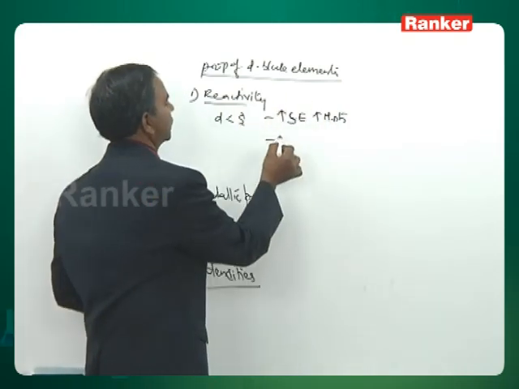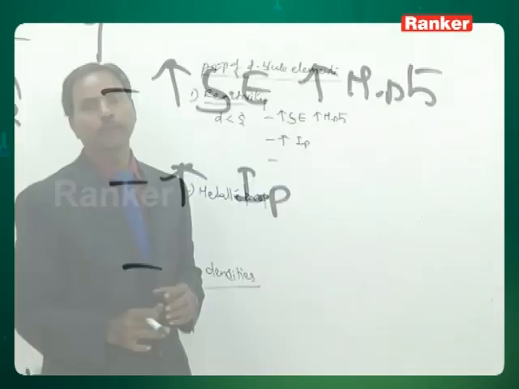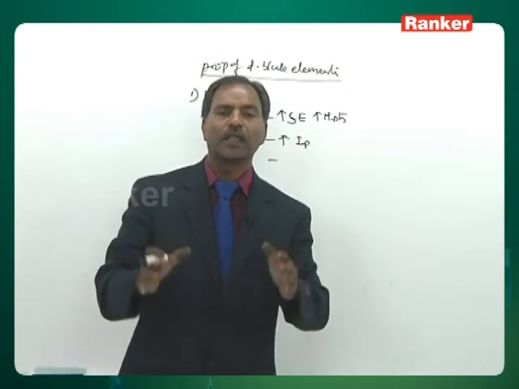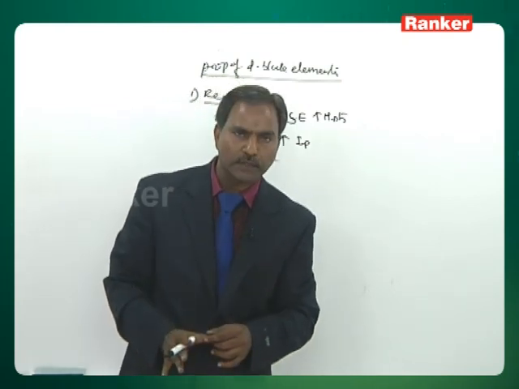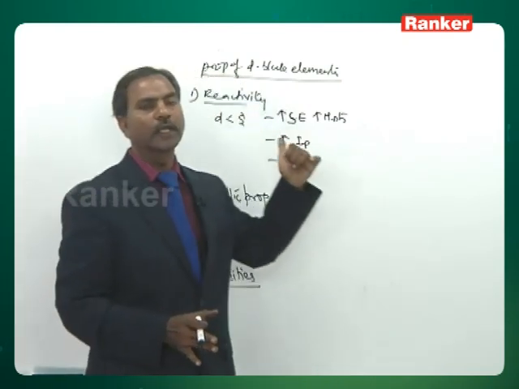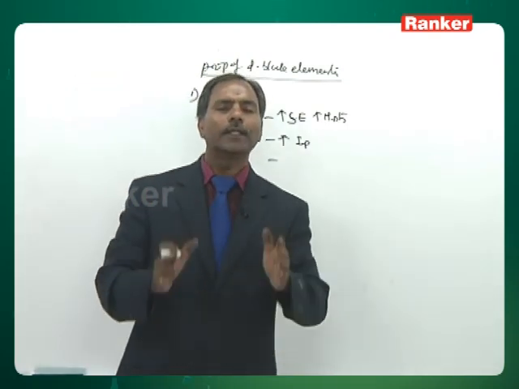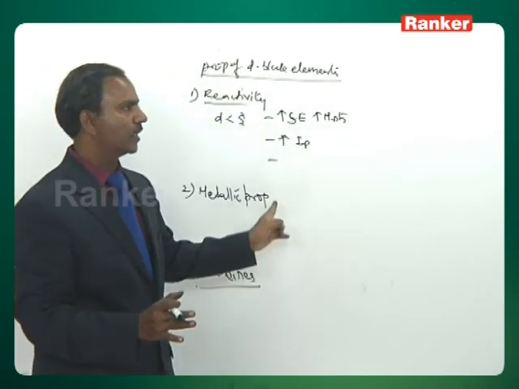Next, they have high IP values. S block elements are bigger in atomic size and their IP values are low. They easily lose electrons and enter into chemical reactions. But in the case of d block, their IP values are high. They cannot easily lose electrons, therefore they cannot easily enter into chemical reactions. Therefore, they are less reactive.